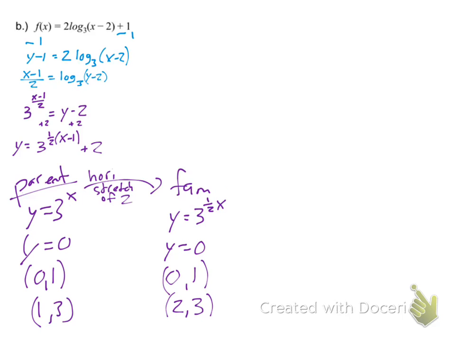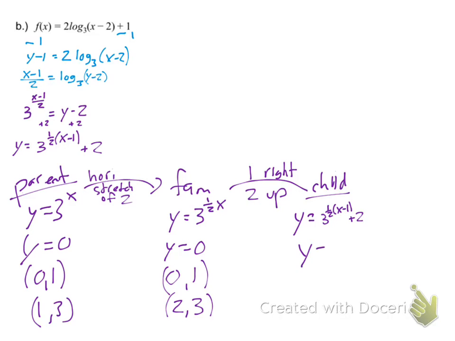We now go to the child, which is the whole entire inverse equation. We said we were going 1 right, 2 up. That means I add what to what? x plus 1, y plus 2. So now it's not y equals 0, it's y equals 2. It's not 0, 1, it's 1, 3. It's not 2, 3, it's 3, 5.